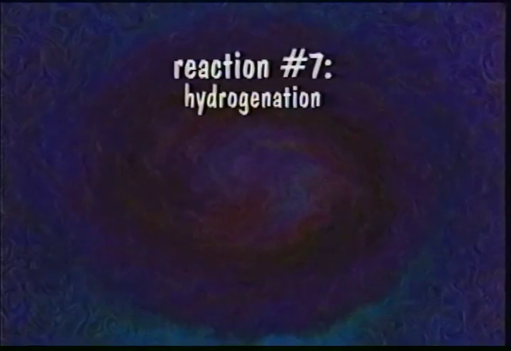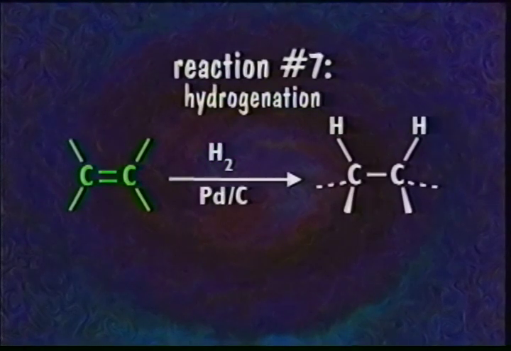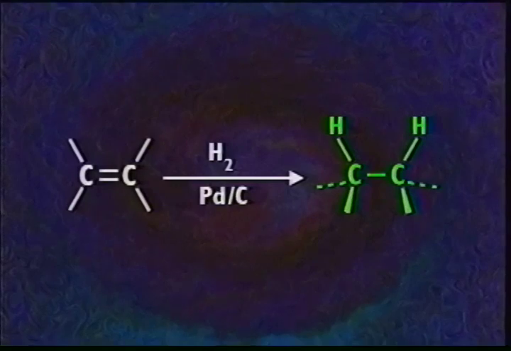Alkene addition reaction number 7, hydrogenation reactions. We introduce some hydrogen gas to an alkene and a metal catalyst. The result is an alkane with 2 hydrogens added to the same side of the alkene double bond.